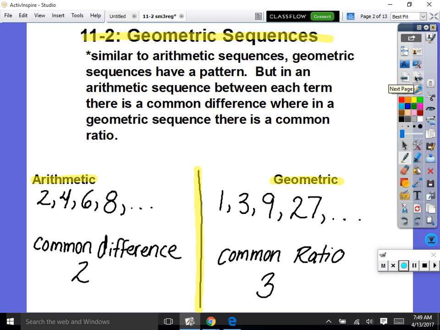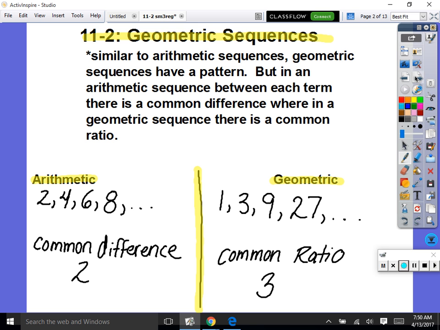All right, let's do 11-2. So you have your formula sheet out. Please get that out just because you need to be getting comfortable with that formula sheet. So we were given the formula at the top of the worksheet last time. That was the explicit formula for an arithmetic sequence, and we'll leave that formula worksheet today. So today we're going to be doing geometric sequences.